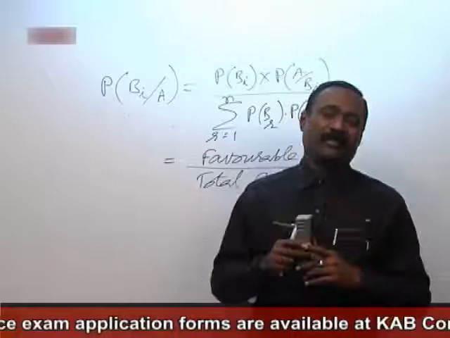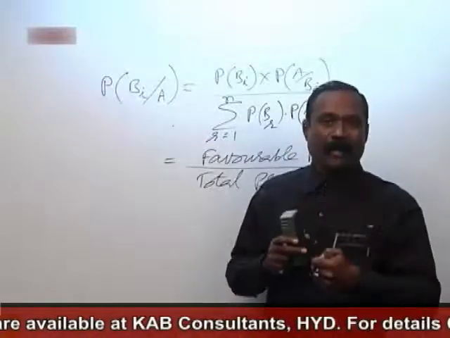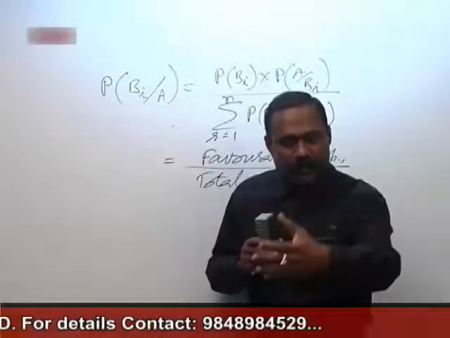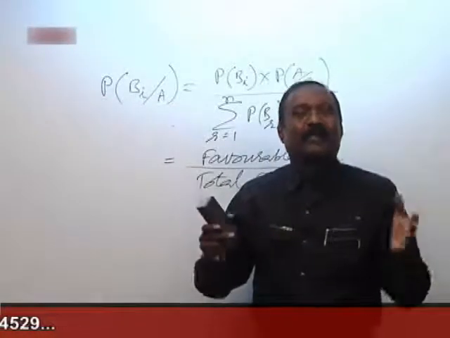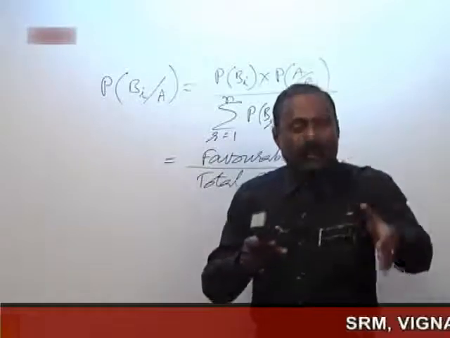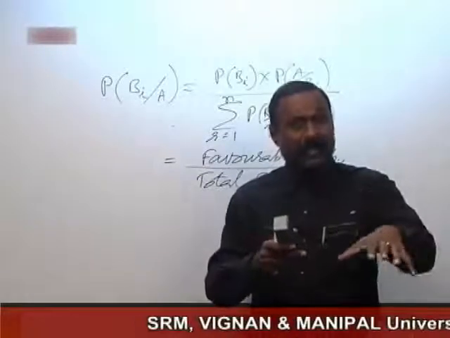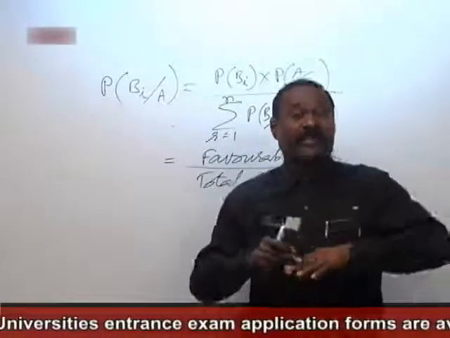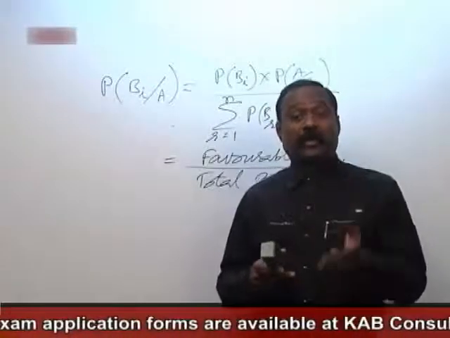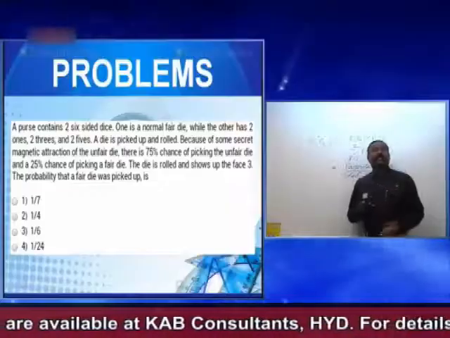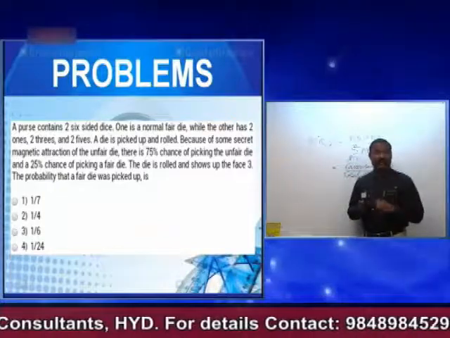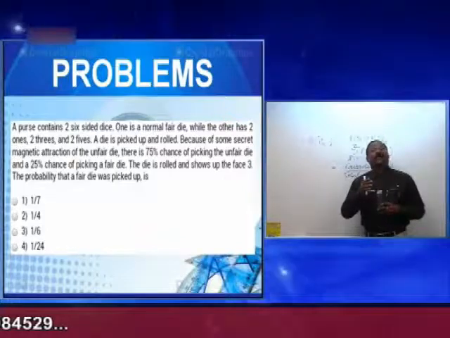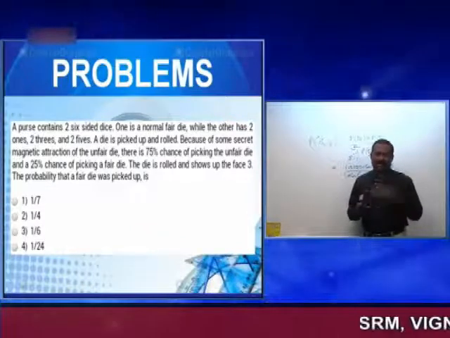Generally, how do you see this problem? When you have 2 fair dice, picking up the first die or the second die, what happens? The chances are equal: 1 by 2 to pick up the first die, and 1 by 2 to pick up the second die. But in this case, these are biased due to magnetic attraction. The second die can be picked up in 75% of cases, that is 75 by 100, which means 3 by 4. So picking up the fair die is only 1 by 4. That is the data given.